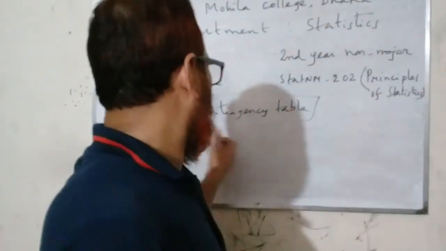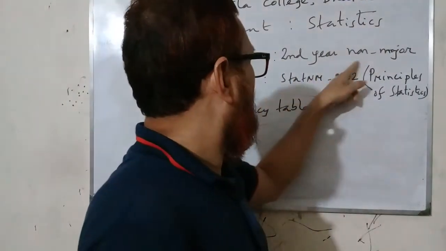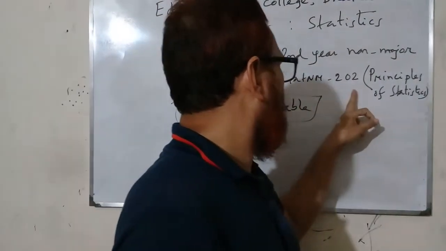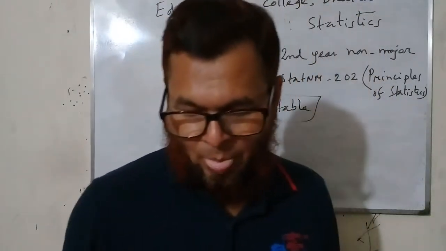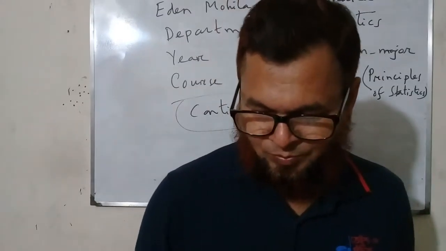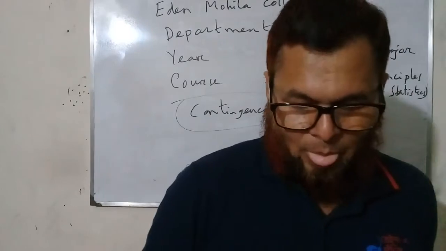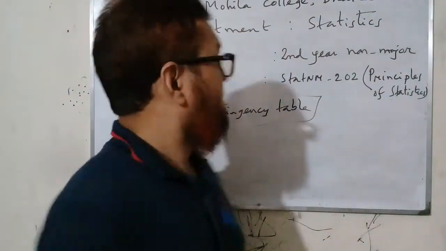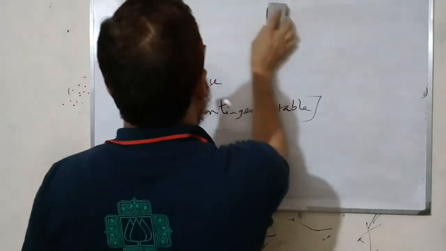Today's topic is Contingency Table, which is second year non-major course STAT NM 202, that is Principles of Statistics. At first, what is a contingency table? We know when data are qualitative characteristics that we cannot measure, we measure their quality.